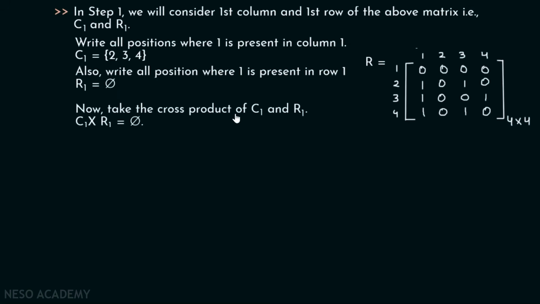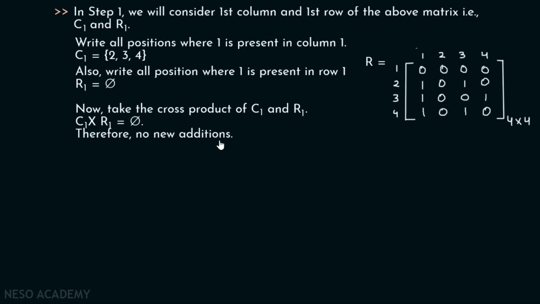Now we have to take the cross product of C1 and R1. So C1 cross R1 is obviously empty because R1 is empty. The empty set crossed with anything is always empty. Therefore, there are no new additions. I'll tell you what is the meaning of additions, but right now you should understand that C1 cross R1 is empty. Therefore, there are no new additions.